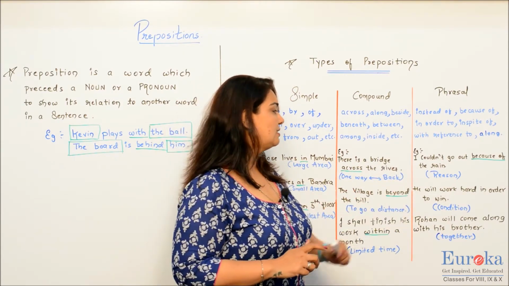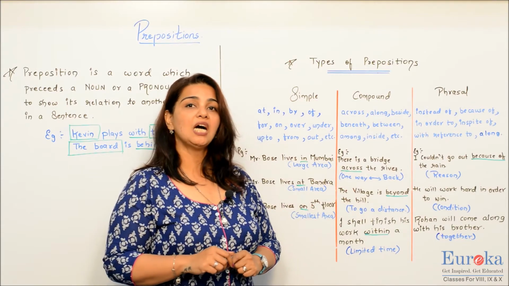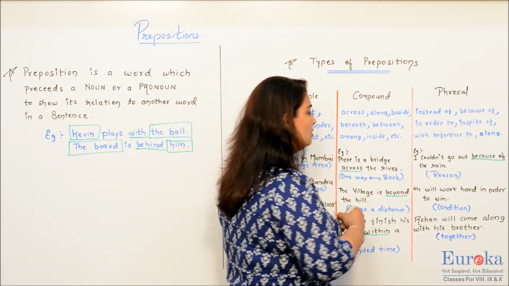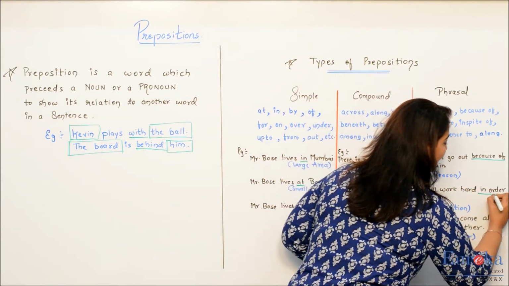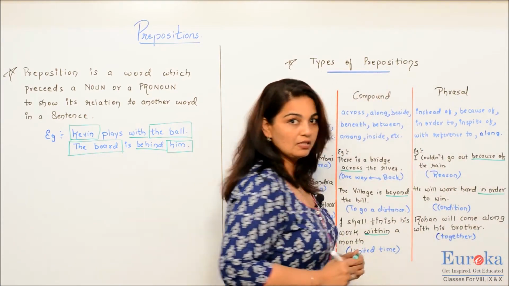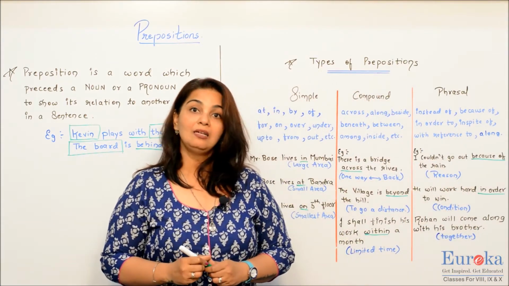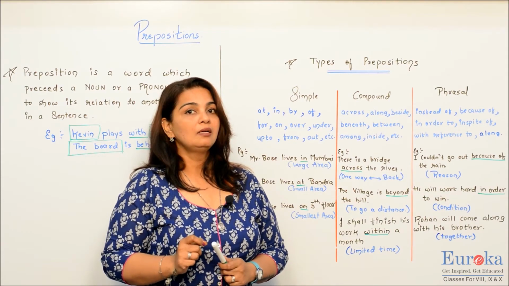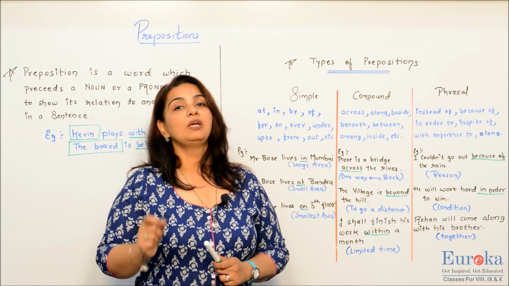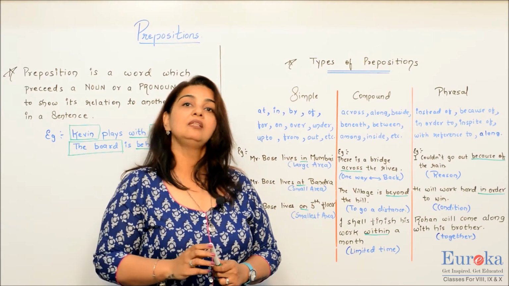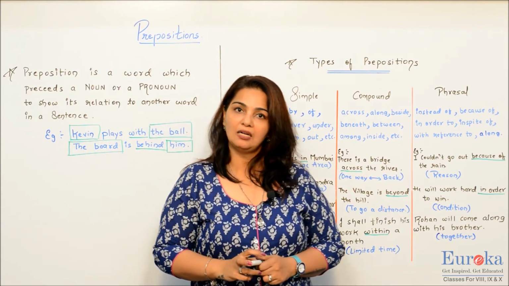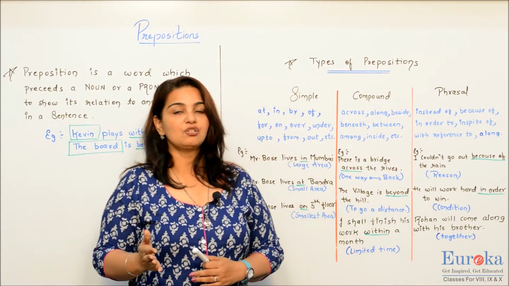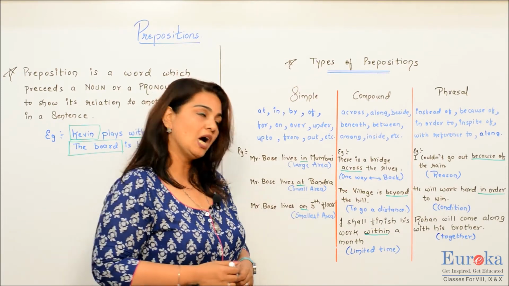The second example is, he will work hard in order to win. In order to is your phrasal preposition, and this is a condition. Why will he work hard? In order to win. Because he wants to win, he will work hard. So that means there is a condition for him to work hard.